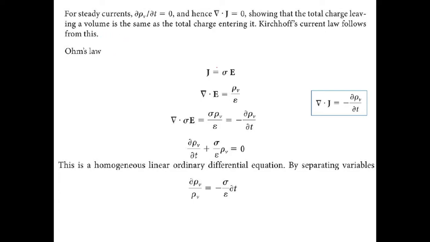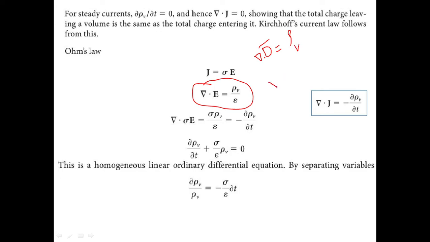So, from Ohm's law, what do we have? J is equal to conductivity into E vector, that is sigma into E. How did we get this equation here? Now, what is divergence of D vector? Divergence of D vector is nothing but rho v.